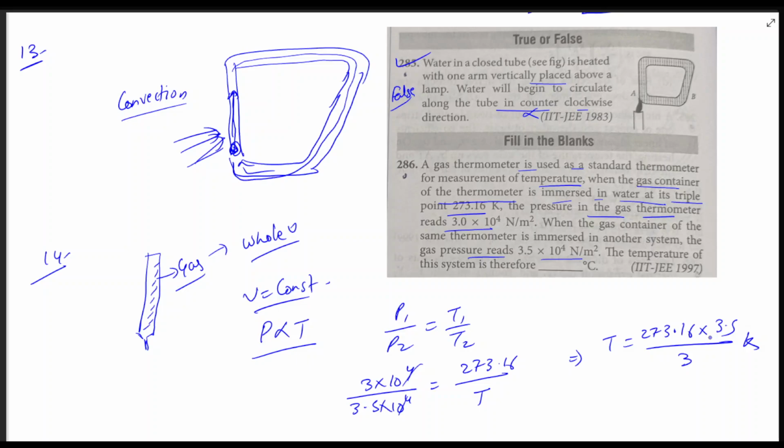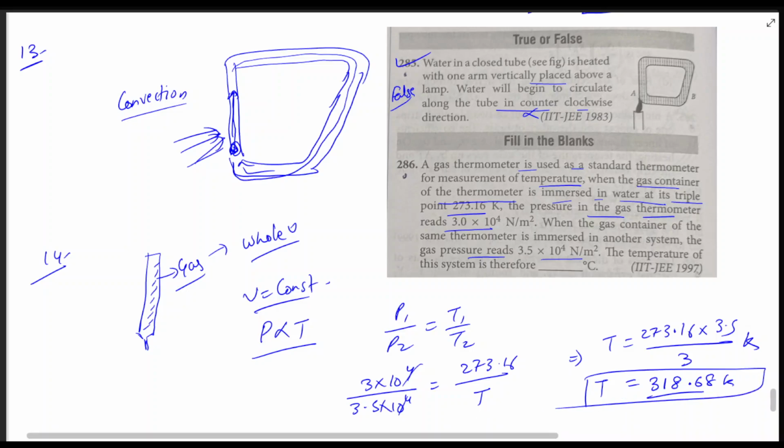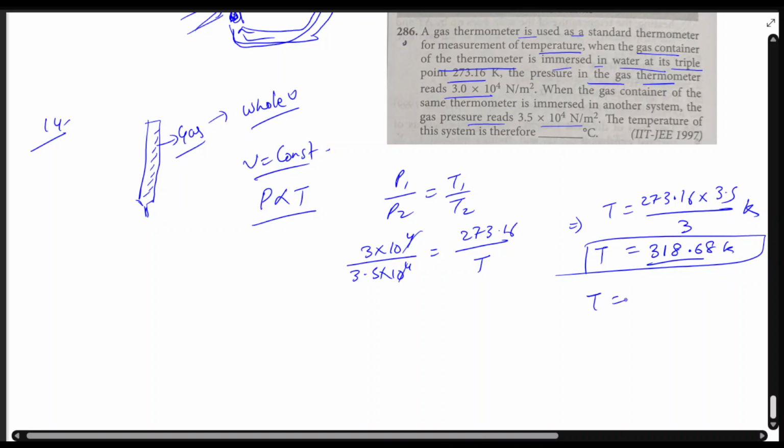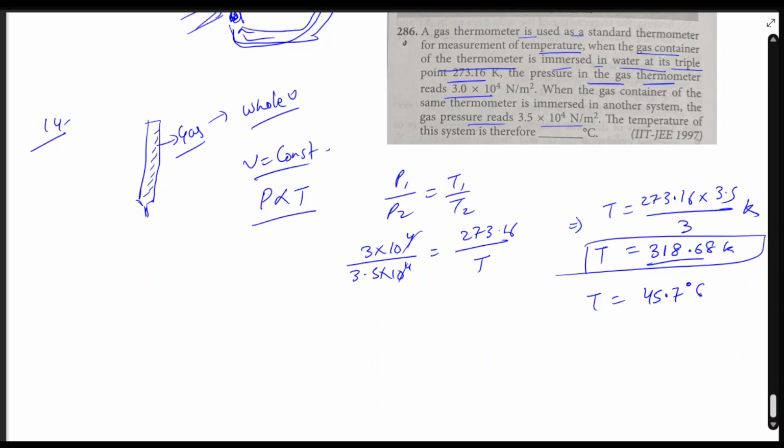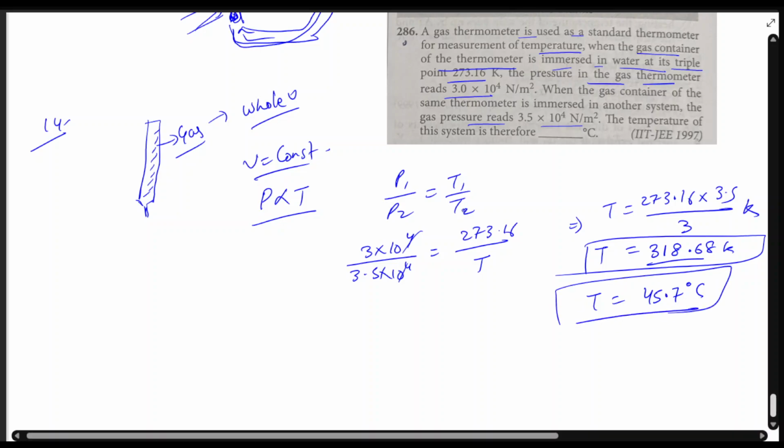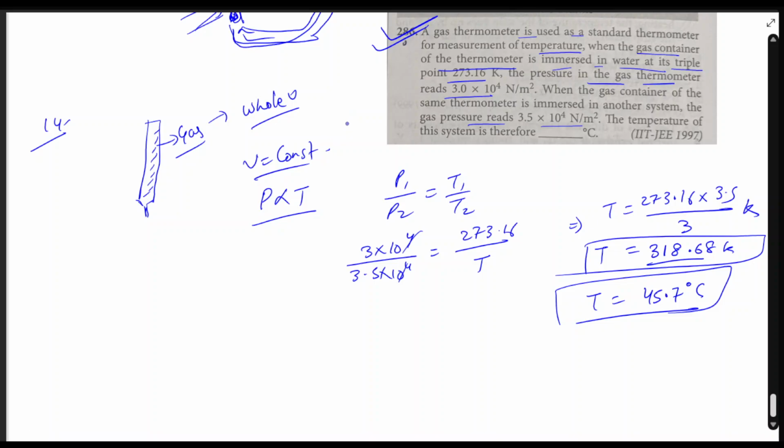So this is a simple question based on the ideal gas equation. Maybe this question is here because the concept of temperature is applied here. So T will be 318.68 Kelvin. If you want to convert it into degrees, we have to subtract 273. So the answer will be approximately 45.7 degrees Celsius. It's an easy question, right?